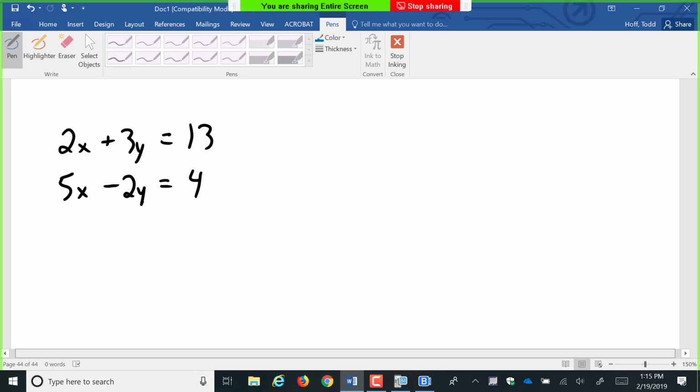So for x, what would we have to turn the x's into? What coefficients would we need on the x's? 10. How about for the y's? 6. So again, neither one of those is out of line. They're both fairly small, manageable numbers. Which variable do we want to get rid of?